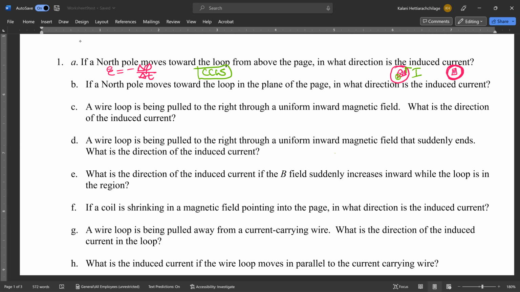Okay. It still takes a little time. It's okay, but try to understand it. I will explain one more time. So you bring the north pole towards the coil.